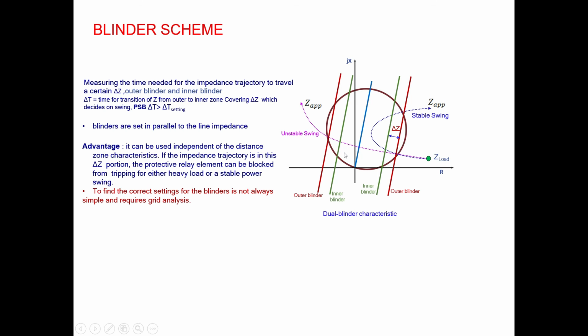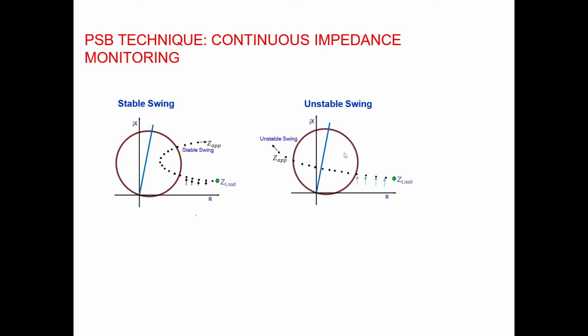In case of blinders also, you have to have a thorough study of your power system network, a complete understanding of the different conditions, complete understanding of the different stability or transient conditions. Then only you can decide what blinder schemes, what impedance are to be set for these blinder schemes, how much time is needed to be set for this impedance locus to cross from the outer blinder to the inner blinder. Now, the third method, which is a very simple method, is called continuous impedance monitoring.